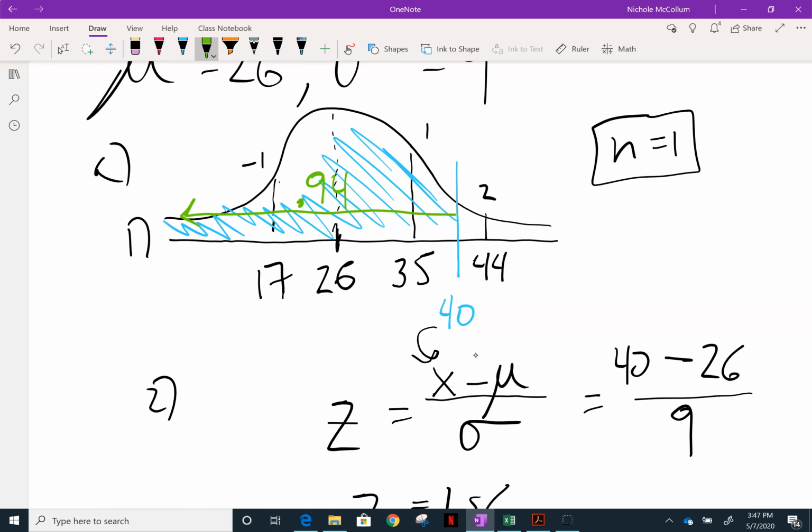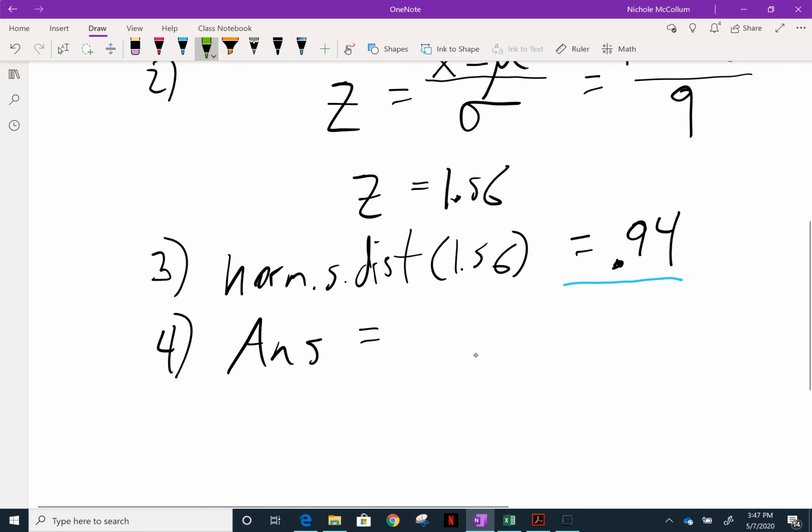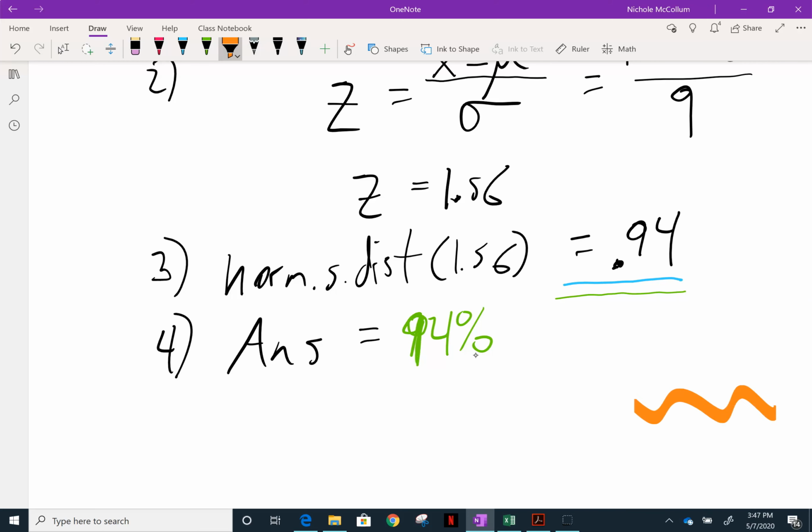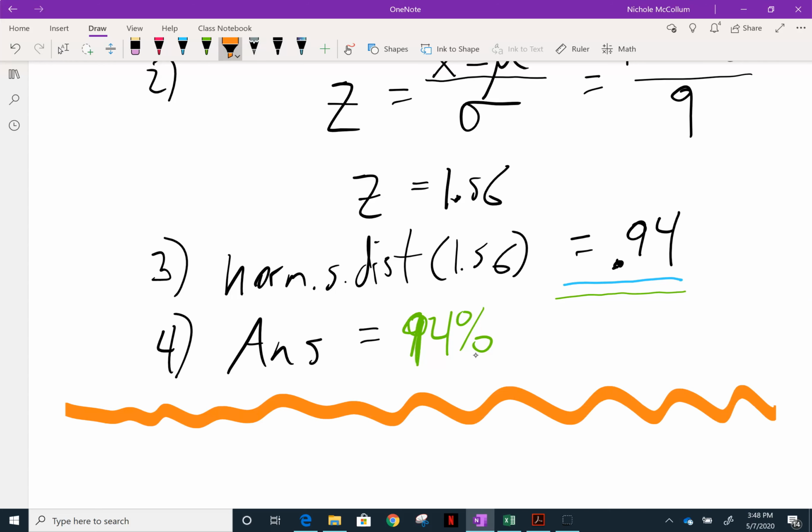That lines up with the blue area, and that's important. A less than and a below is automatically given in the normal table or via norm.dist. So 3 and 4 are the same thing. The answer you're looking for is there's a 94% chance of this outcome. And that's really cool to know.